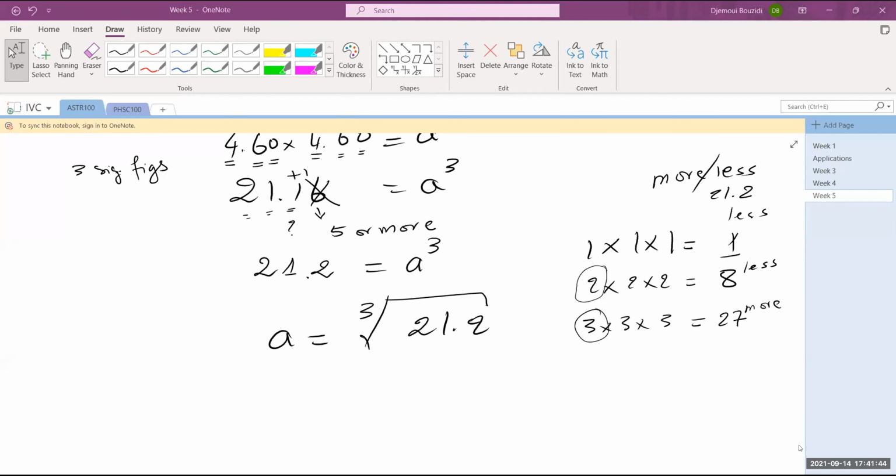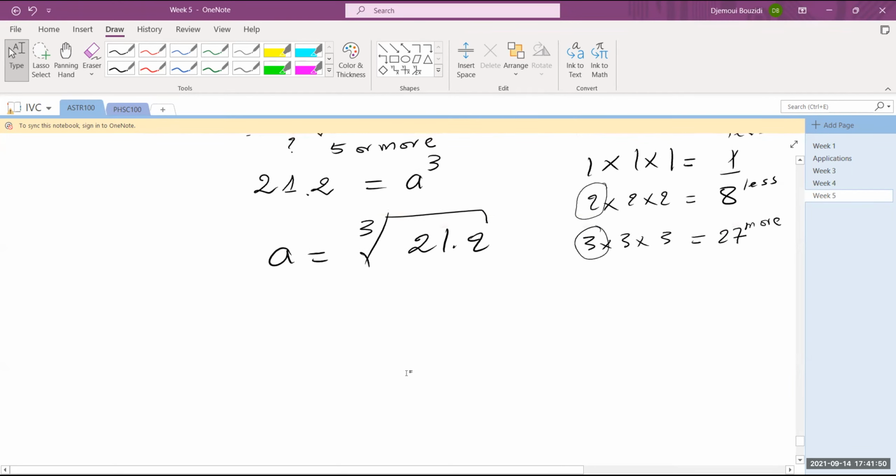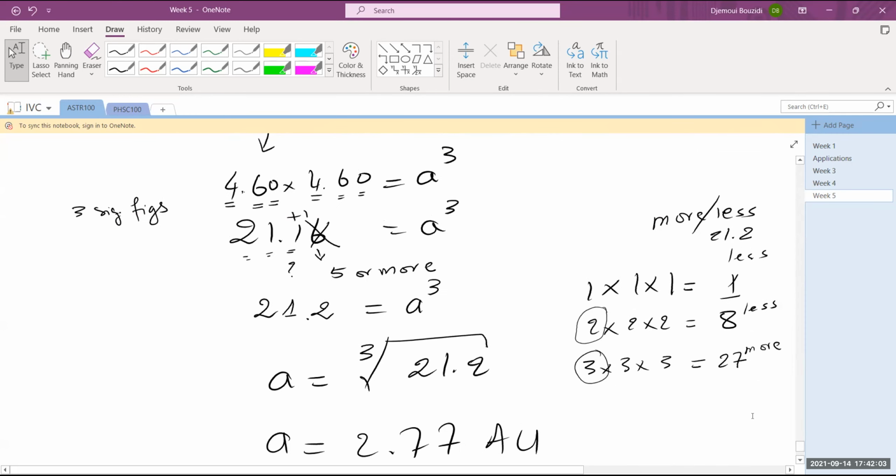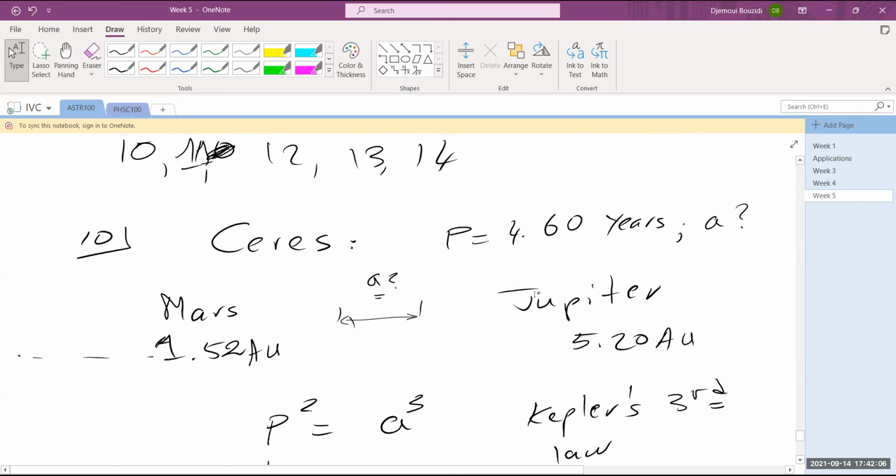So let me stop sharing the screen in here and share the notes. So A, according to the calculator, is 2.77 astronomical units. 2.77 is actually closer to 3 than 2, but it's between 2 and 3, as we thought it should be. Okay, here it is, somewhere in here. So that is where Ceres is. That answers the question.